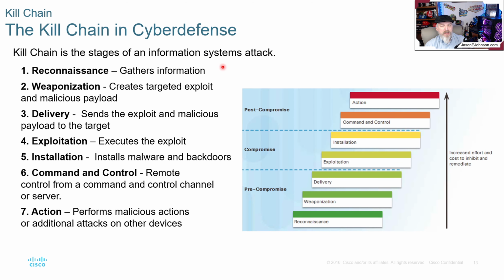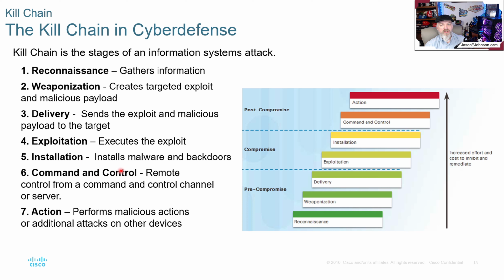The kill chain in cyber defense. Kill chain is the stages of information systems attack. You've got reconnaissance. That's where someone is gathering information. You've got weaponization. That's where someone creates a targeted exploit or a malicious payload. Then you have the delivery. They send the exploit and malicious payload to the target. They exploit, or they execute the exploit.